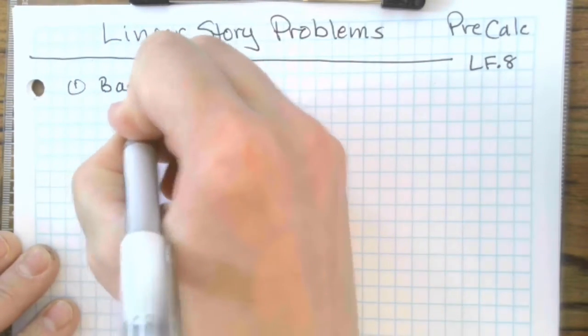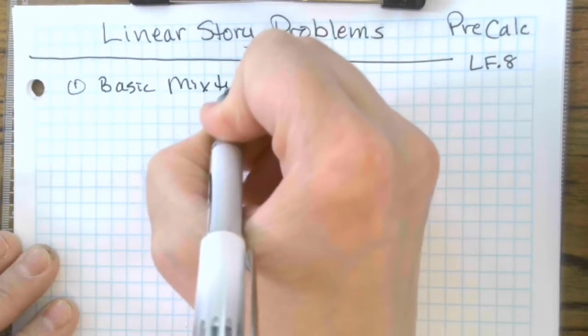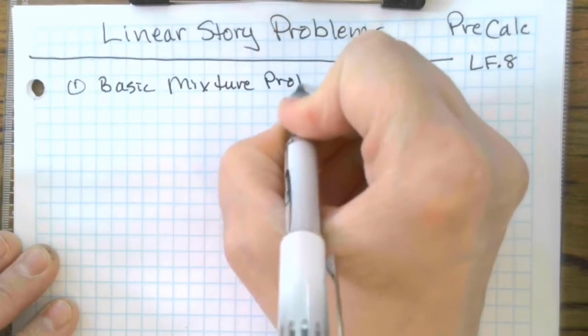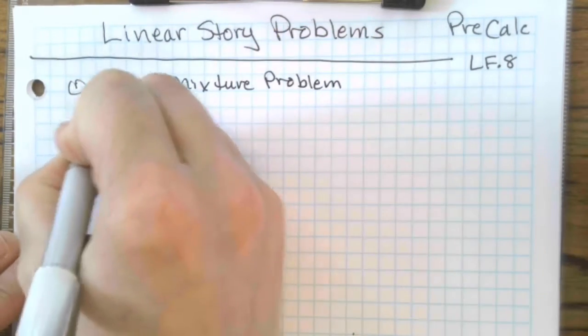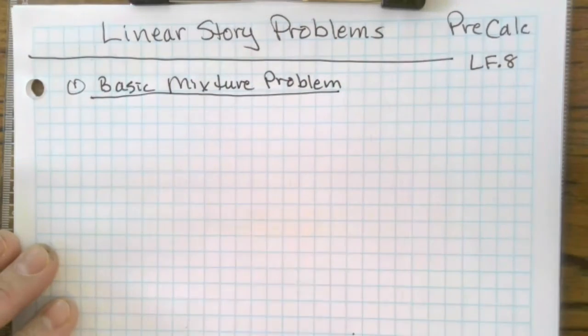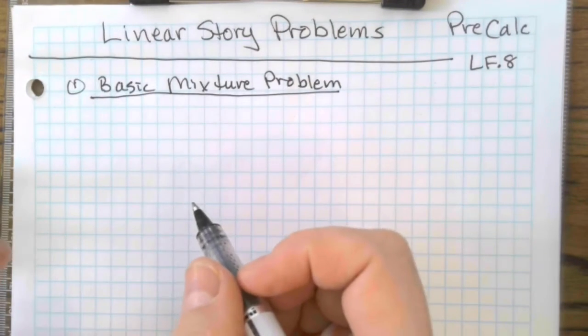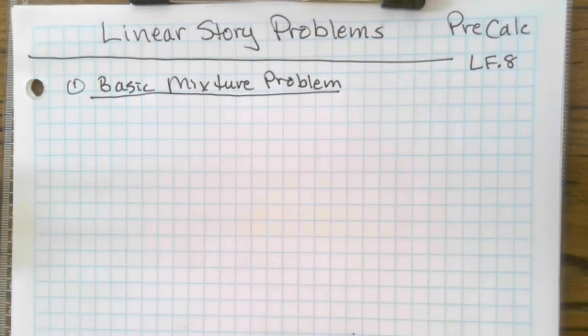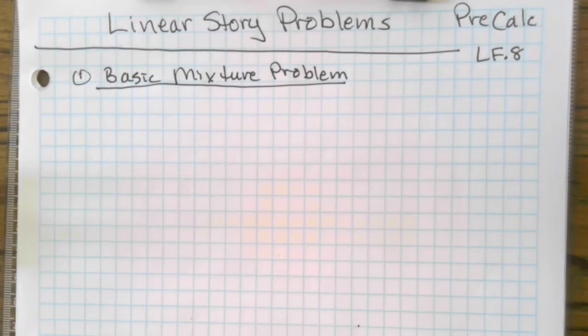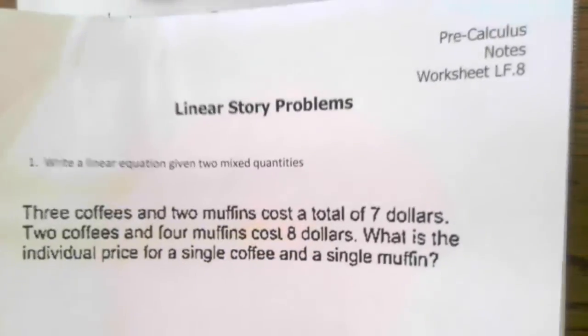This is your basic mixture problem. You can always spot a basic mixture problem because you're going to have two items that are mixed together and you're trying to separate them out and find out how much there are of them individually. So an example of this is a muffin question.